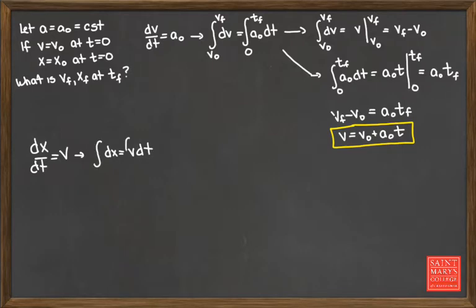Again, integrating, we have to supply our limits of integration. The left-hand side, we're integrating our position. So this is going from our initial position to our final position. The right-hand side, we're integrating over time. So our limits of integration are our initial time and then our final time. We can go a step further because we know the velocity because we just calculated it. The velocity in this case is the initial velocity plus a naught times t, all integrated over time.